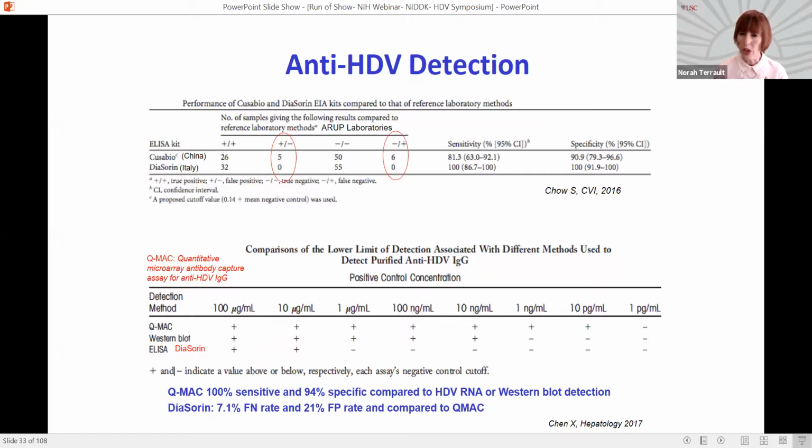And in this study where the QMAC was compared to a gold standard of HDV RNA detection or Western blot detection, it performed extremely well, 100% sensitive and 94% specific. And then when they went one step further and compared it to the Diasorin assay, which is used quite broadly, they found that the Diasorin assay had a false negative rate of 7% and a false positive rate of 21%. And all of that is to say that there's variability between the assays. So when we're talking about prevalence, we have to understand what we are measuring it with.